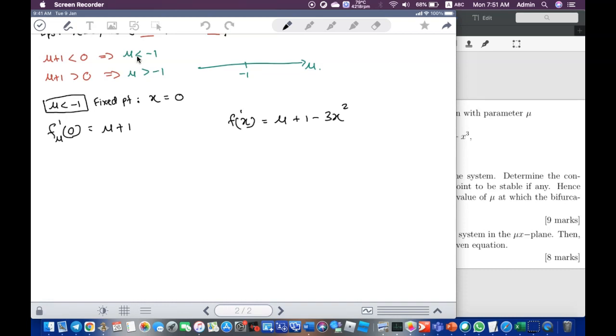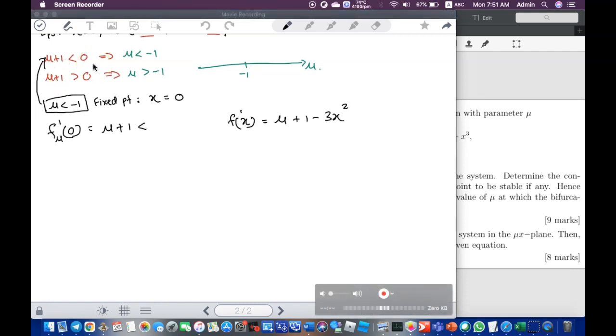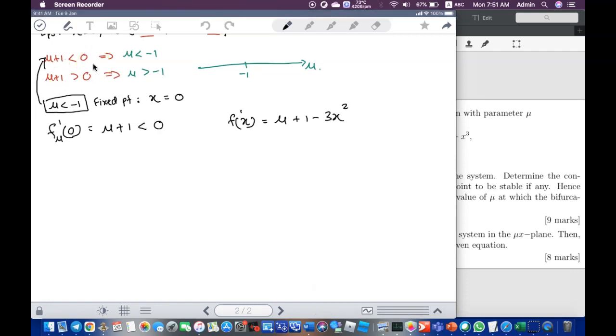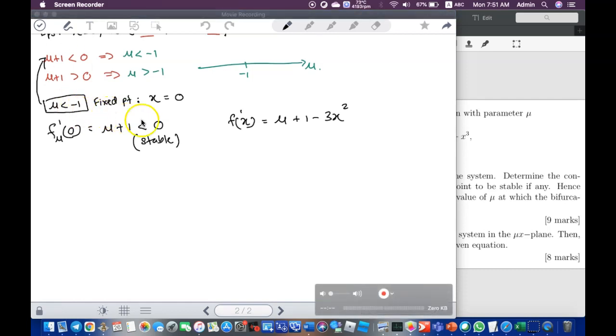As we know, this one is coming from here, which is mu plus 1 is negative. So mu plus 1 is negative, so we can say that this one is stable. Okay, so it looks like it is stable. We can see that when mu is smaller than minus 1, around here, we only have a single equilibrium point, x equal to 0, and it is stable.